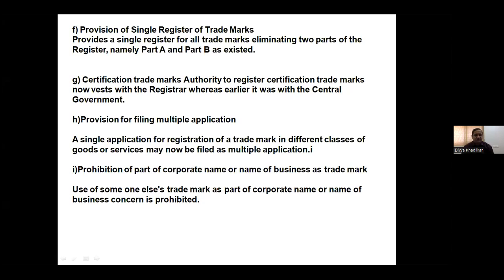Then there is a prohibition of part of a corporate name or name of business as a trademark. Use of someone else's trademark as part of a corporate name or name of a business concern is now prohibited by adding Section 29(5) and (6) in the Trade Marks Act, and it can now be enforced as a trademark. Next slide.